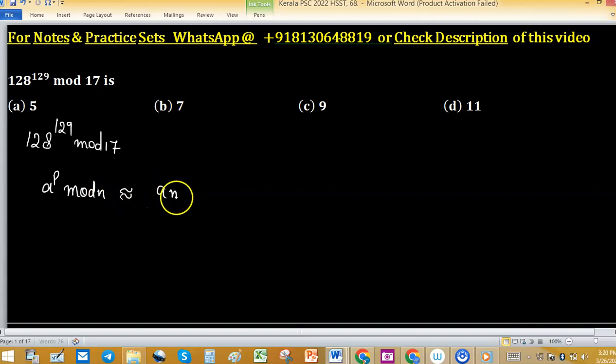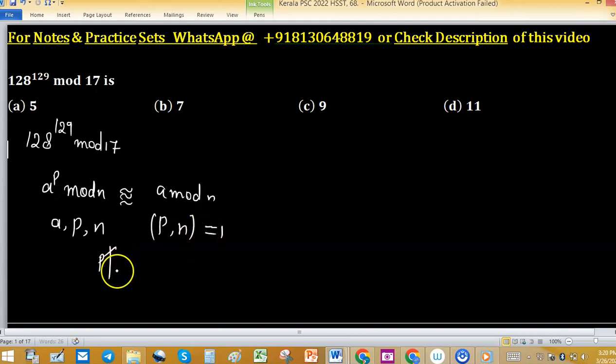to a mod n, and the conditions on a, p and n are as follows: p and n must be coprime, meaning the GCD of p and n equals 1, and p should not divide a. In this problem, you can observe both conditions of Fermat's theorem are satisfied. So this value will be congruent to 128 mod 17.